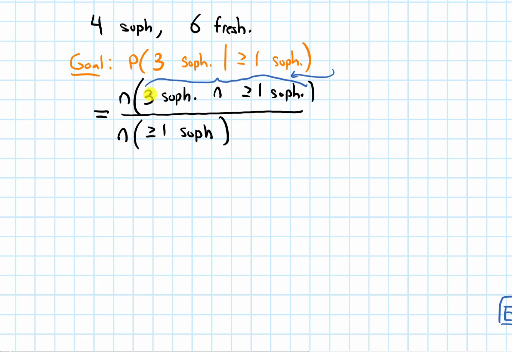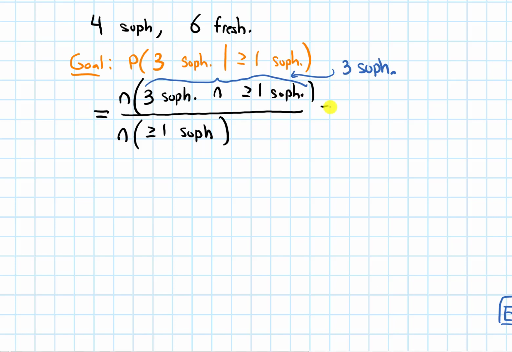So this is saying that I need to have 3 sophomores. Intersection means "and," so 3 sophomores and at least 1 sophomore. Well, that sounds a little bit redundant. It would be just easier to say that this is the same thing as needing 3 sophomores, because if I have 3 sophomores, I definitely have at least 1. So that's a more concise way to write this event.